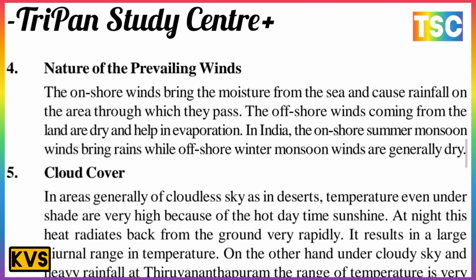The next point is cloud cover, which is very important here. In places with a cloudless sky, such as the desert, temperatures even under shade are very high because of the hot daytime sunshine. In the night, this heat is radiated back from the ground very rapidly. It results in a large range in temperature. On the other hand, under cloudy skies and heavy rainfall, as at Thiruvananthapuram, the range of temperature is very small.